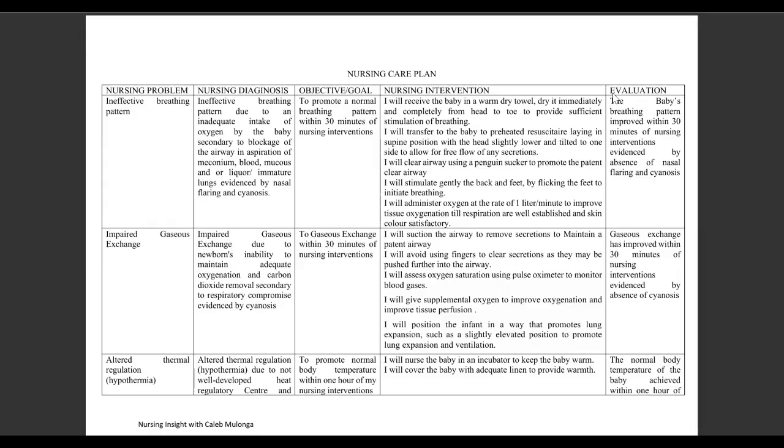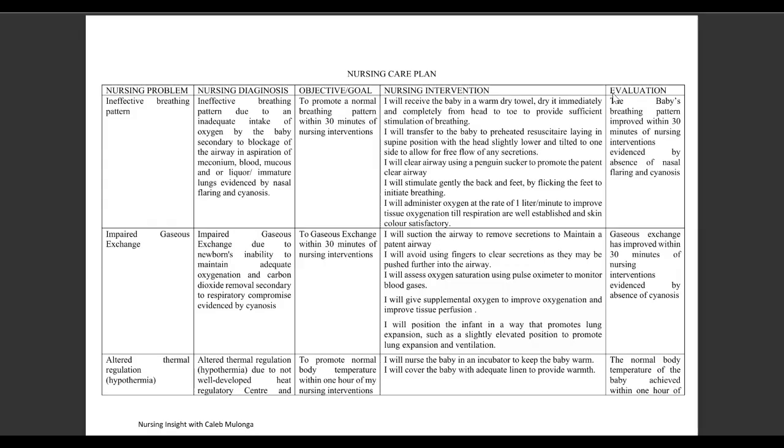We move to our nursing interventions. Our nursing interventions are as follows. Number one, I will receive the baby in a warm, dry towel. Dry it immediately and completely from head to toe to provide sufficient stimulation of the baby. So remember, immediately when we deliver on the mother's abdomen, we wipe the baby and then we wrap the baby in a dry towel. So that helps in the stimulation of breathing.